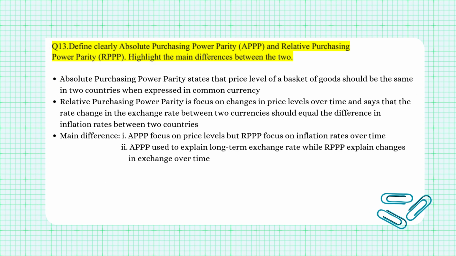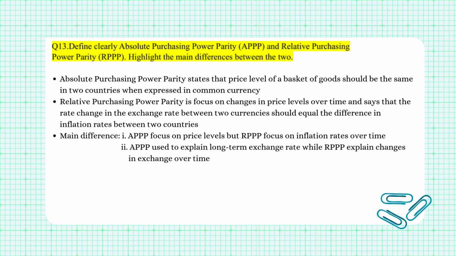Absolute purchasing power parity states that the price level of a basket of goods should be the same in two countries when expressed in a common currency, while relative purchasing power parity is focused on changes in price levels over time and says that the rate of change in the exchange rate between two currencies should equal the difference in inflation rates between two countries. So the main difference is absolute purchasing power parity focuses on price levels, but relative purchasing power parity focuses on inflation rates over time.